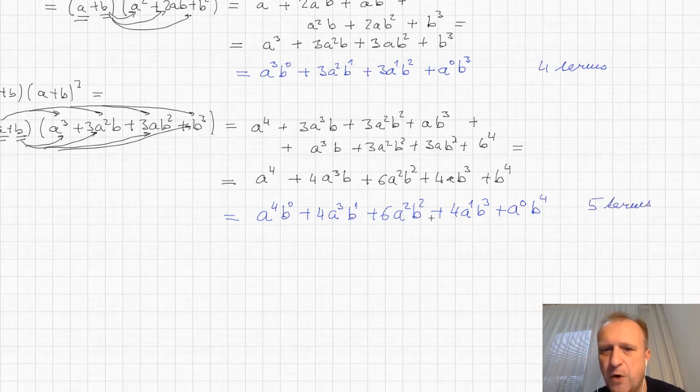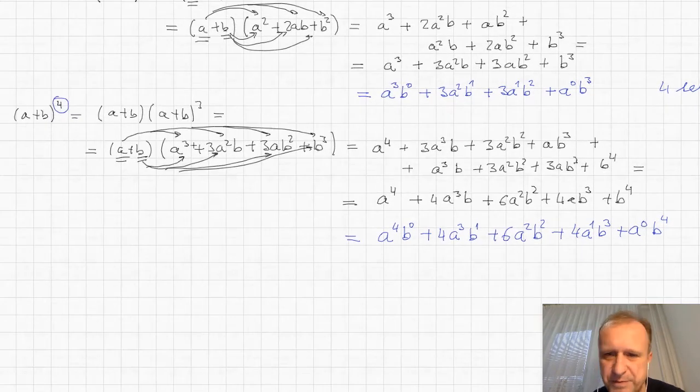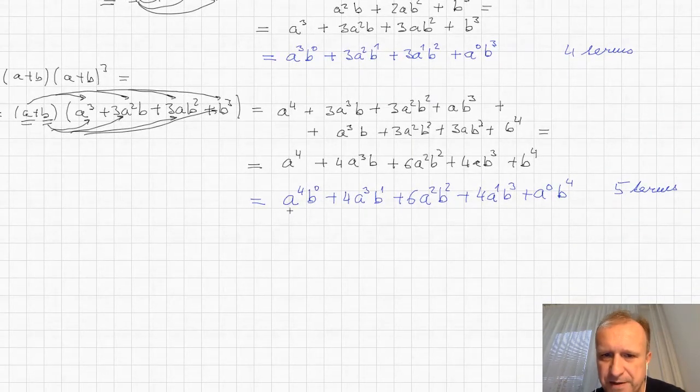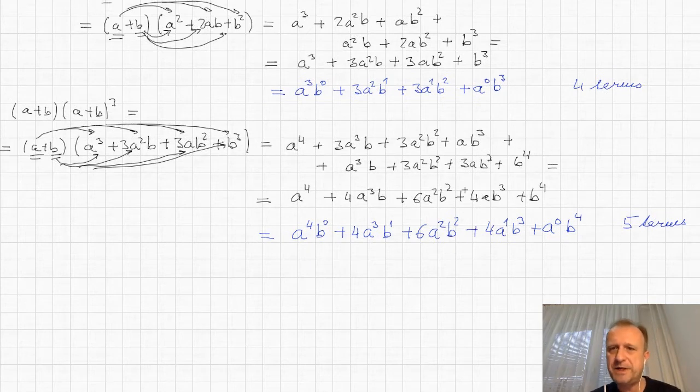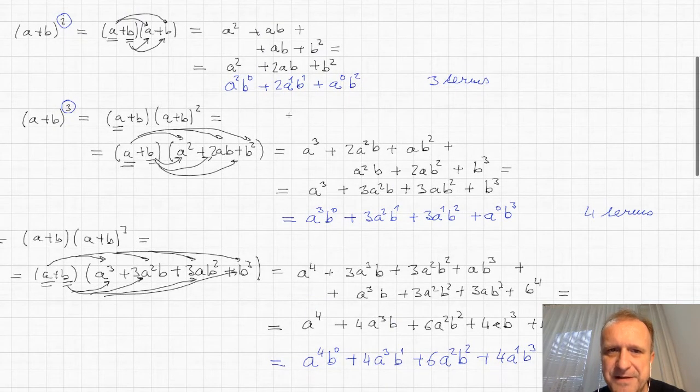So it's one more than the power of the expression, and again the powers of a decrease by 1, so a to the power of 4, 3, 2, 1, 0, and the powers of b increase by 1, b to the power 0, 1, 2, 3 and 4. So there is a pattern in regard to the powers of a and b in all those expansions. Then there is the pattern in regard to the number of terms in each expansion. But now the most interesting part, and that is the part about the coefficients.